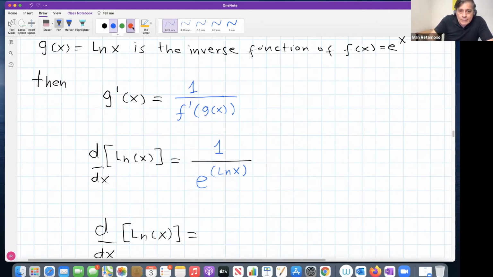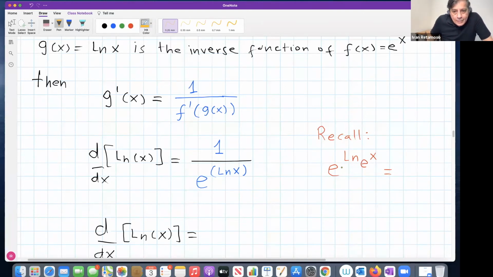and for what I'm going to write on the side, recall, what is this guy? E raised to natural log of x, knowing that the base of this natural log is e itself. What is e raised to the natural log base e of x? That's how you read it. I will give you a hint. When the base here is the same as the base here, these two guys cancel, and the result of this, believe it or not, guys, is just x.